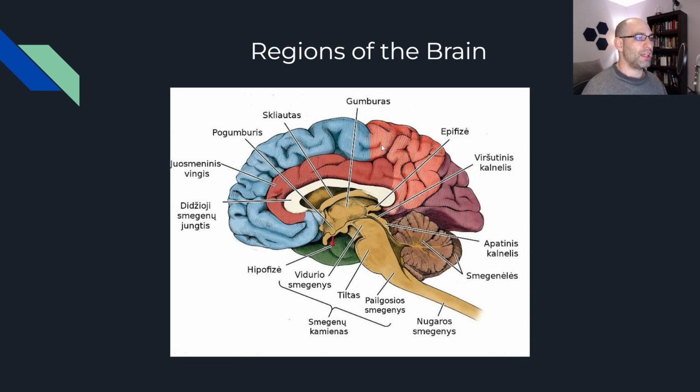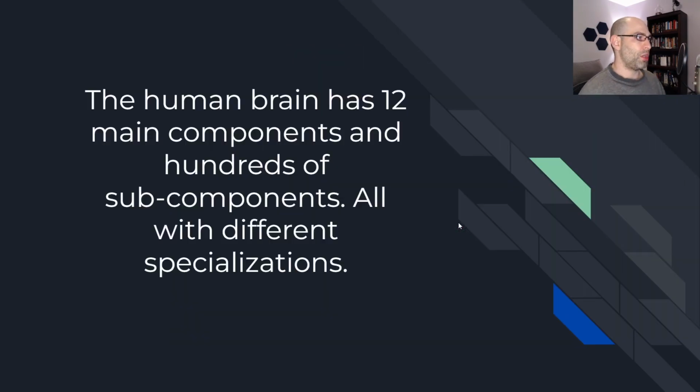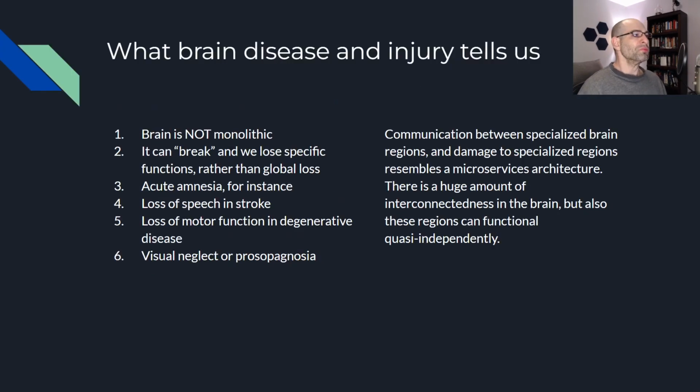Okay, so you get the idea that the brain has specialized structures and regions. The human brain has 12 main components and hundreds of subcomponents, all with different specializations. That's what I was just saying.